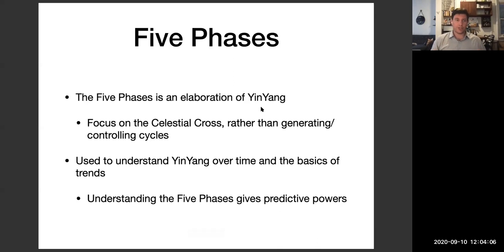The five phases is just a fancy version of Yin and Yang. I'd really like you guys to be able to reproduce the celestial cross. And we use the five phases to look at Yin and Yang and how it plays out over time. We'll go into that a little more next week. And the more you understand the five phases, the more you get some predictive power about how diseases will evolve and change, or whether someone who is somewhat deficient in one season is going to end up sick in another.